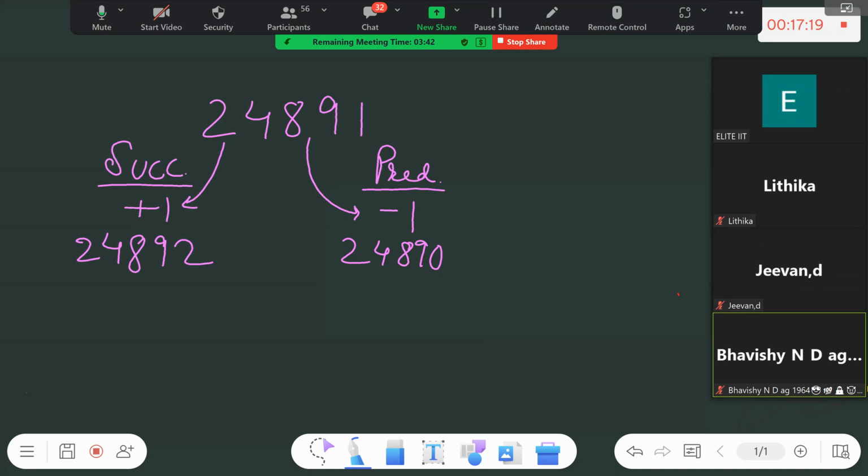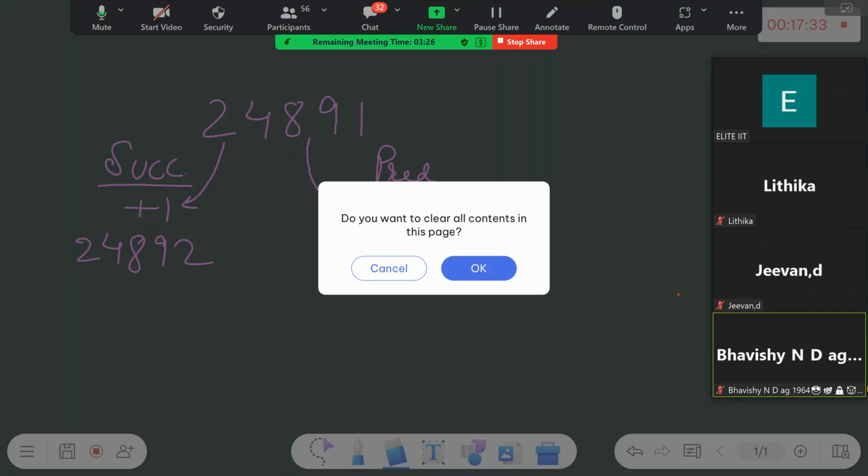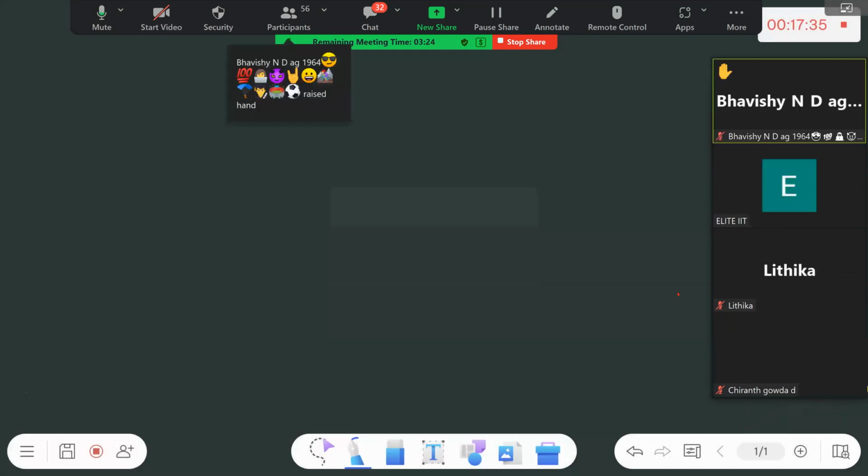Now look at the board, look at the screen. So this is successor and predecessor. Next, what do you have? Roman numbers. Who knows Roman numbers? How many of you know about Roman numbers? Roman numbers are very interesting, isn't it?